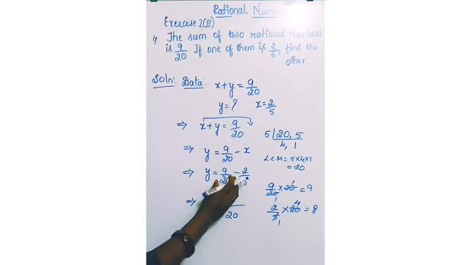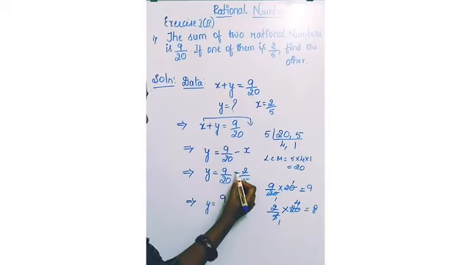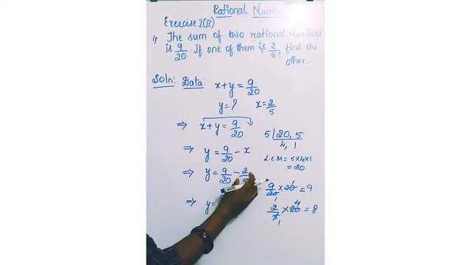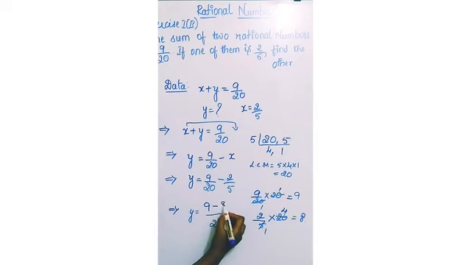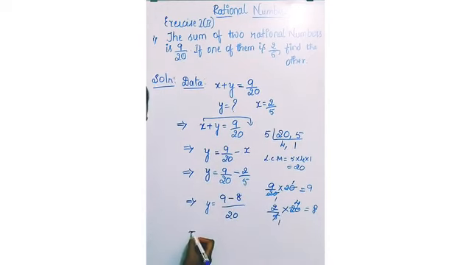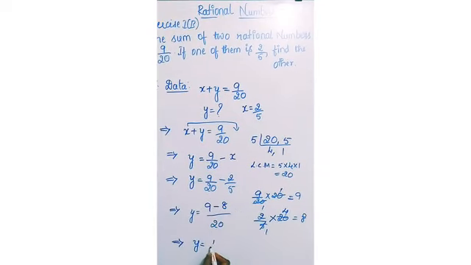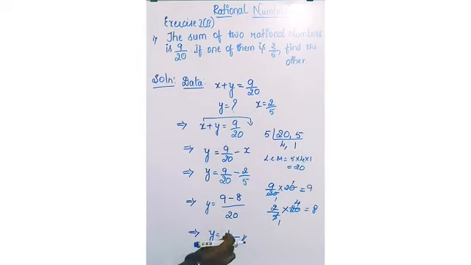The numerator of this rational number we got is 9, that we should write here, and then we have the minus symbol. The numerator of this rational number we got is 8, that we should substitute here. Now this implies y equals 9 minus 8, 1 divided by 20. This is the required solution of the rational number we need to get for the respective question.